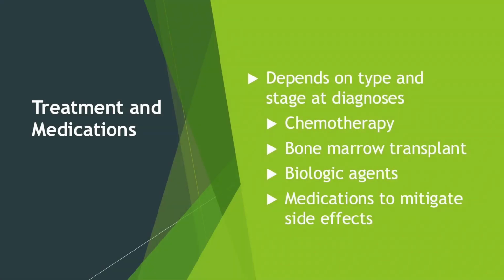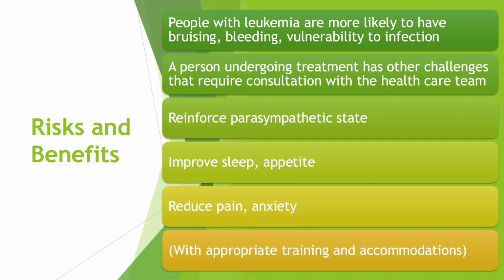Treatment and medications for leukemia depend on the type and stage at diagnosis. Chemotherapy, bone marrow transplant, and biologic agents are increasingly used. Medications to mitigate side effects of treatment are also an important part of the overall care plan. When working with leukemia clients, understand that people with leukemia are more likely to have bruising, bleeding, and vulnerability to infection due to their compromised immune system. A person undergoing treatment has other challenges that require consultation with the healthcare team before providing massage.